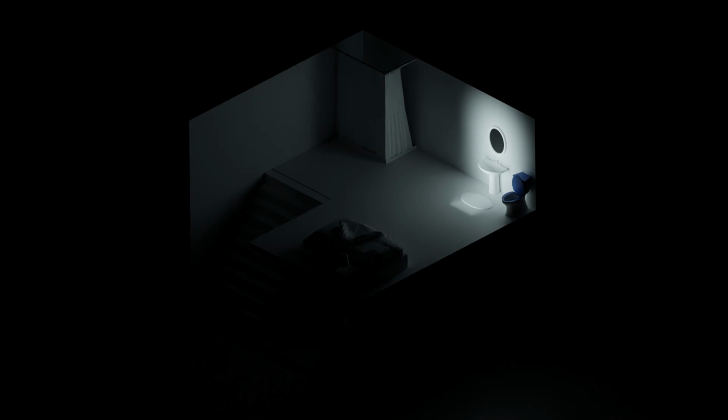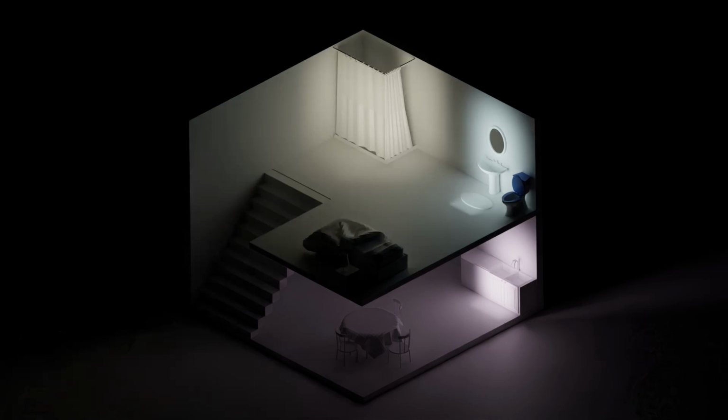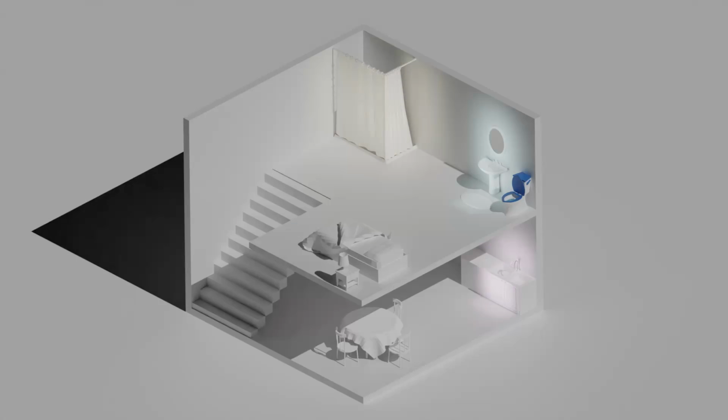Next time you brush your teeth, wash the dishes, or even take a shower, think about all the complex yet hidden systems that sustain our lives.